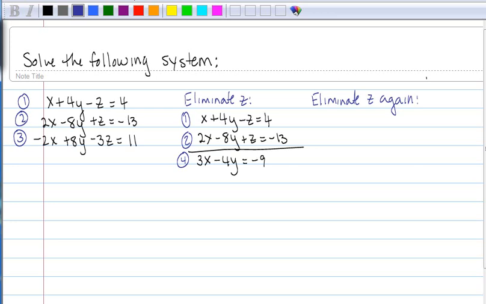So I'm just going to arbitrarily pick 1 and 3, but you can pick any 2 you want. The important part here, though, is to eliminate z again. I know that if you eliminate x, because maybe x looks kind of easy, then you are not going to get the system to go down to that 2 by 2. So instead, what I'm going to do is multiply the top equation by negative 3.